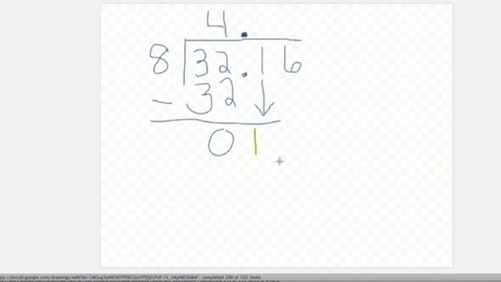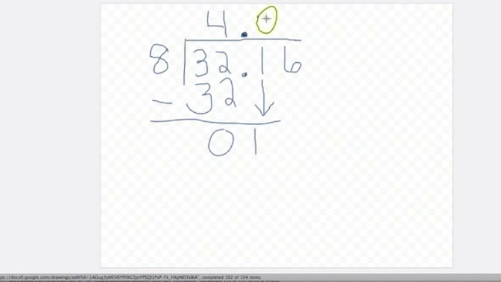Now a lot of students will get stuck here. They realize that 8 does not go into 1. So they'll go ahead and bring this 6 down here, but that will give us an incorrect answer. We do need to go through every step. So 8 goes into 1 0 times, and we do go ahead and just write that 0 right up here.